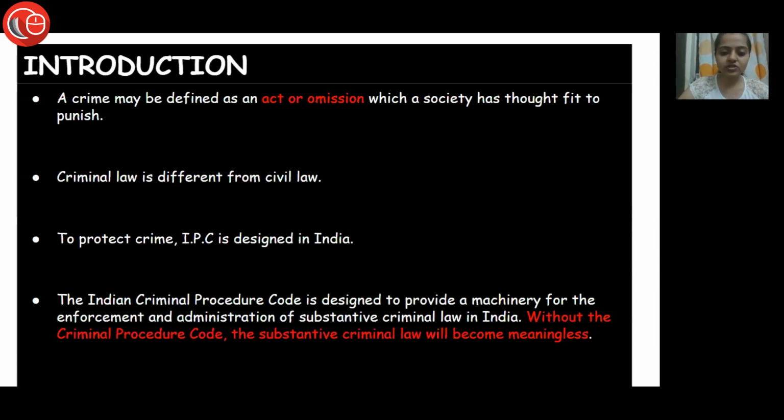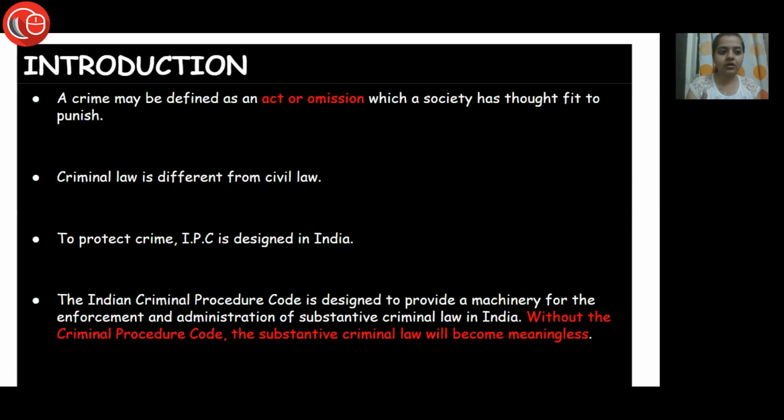The Indian Criminal Procedure Code is designed to provide a machinery for the enforcement and administration of substantive criminal law in India. Without the Criminal Procedure Code, the substantive criminal law will become meaningless. Point out, guys, without the Criminal Procedure Code, the substantive criminal law will become meaningless. Yes, because the Criminal Procedure Code is the one which provides the machinery, the procedure for enforcement of those crimes which are mentioned under the IPC.